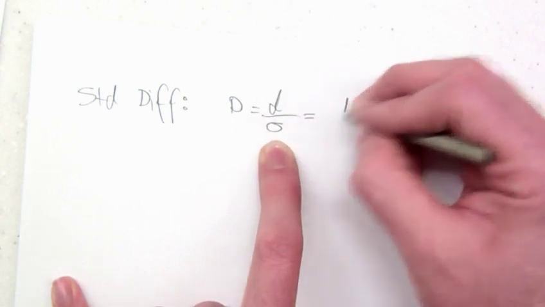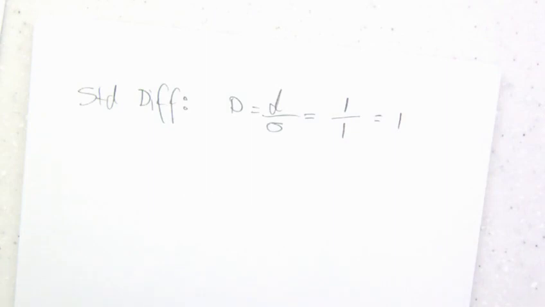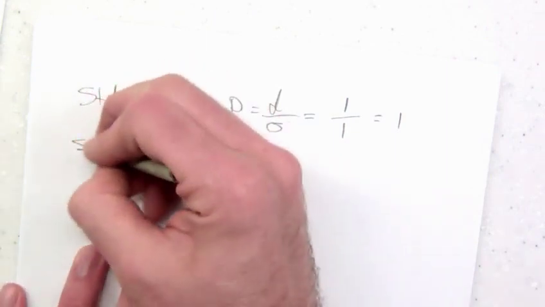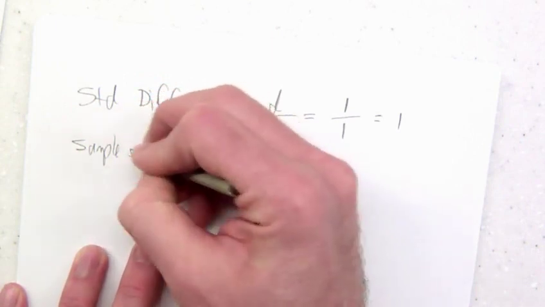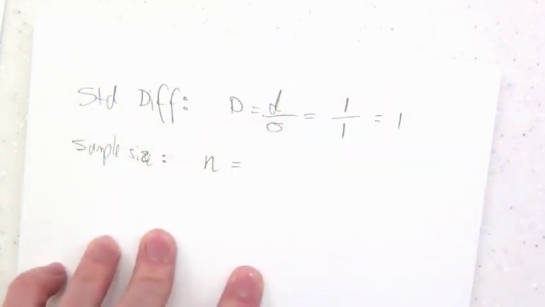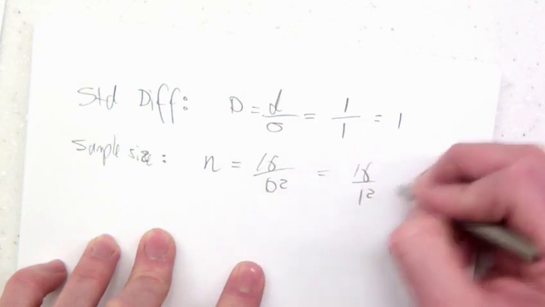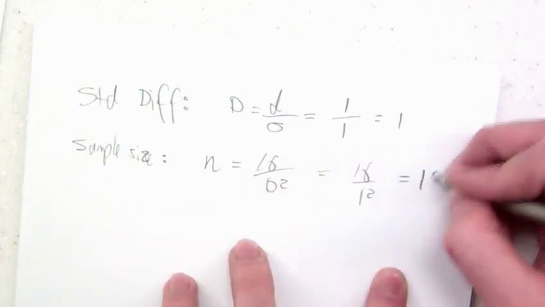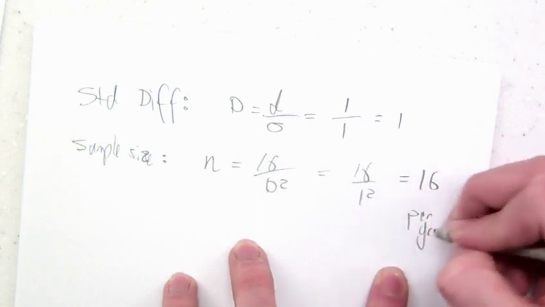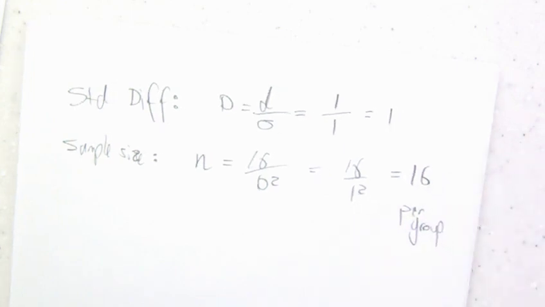So I've got 1 for this and 1 for this, and it comes out to 1 when I divide them. Sweet. And then the sample size, normally people call the sample size n, is 16 divided by d squared. So 16 divided by 1 squared is 1, is 16. And that's always per group. Ooh, now where did this 16 come from, we're wondering?